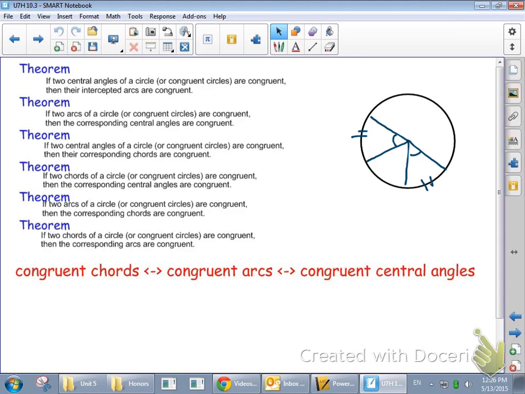Okay, so let's see if I can erase and it works. Now, number 2 says if two arcs of a circle or congruent circles are congruent, then their corresponding central angles are congruent. Oh boy. Well, that just says the converse of what I just talked about. That's saying if these two arcs are congruent, then we know their central angles are congruent. That makes sense.